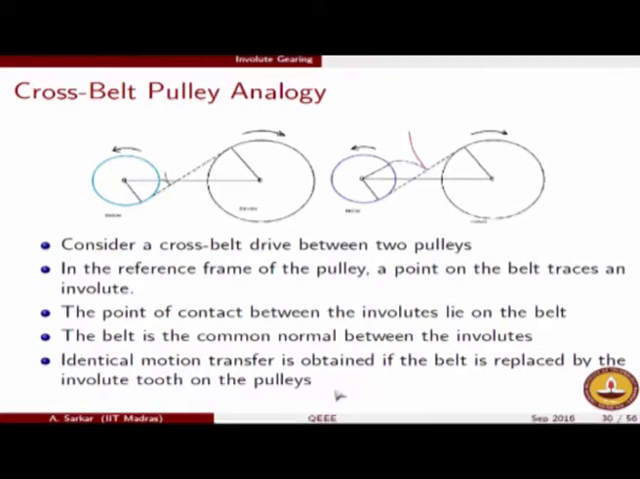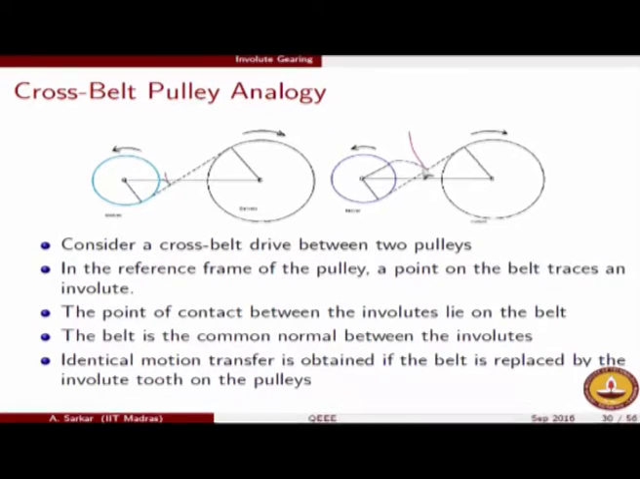So we could get this motion transfer done either by the belt or by the pulley itself if the pulley is extended with a tooth profile of these forms, and between the tooth profiles we now let a force transfer in the normal direction, which is the direction of the belt or the common normal. So now what this proves is that the motion transfer that is happening because of the belt is identical to the motion transfer that is happening because of the two gear teeth in action.